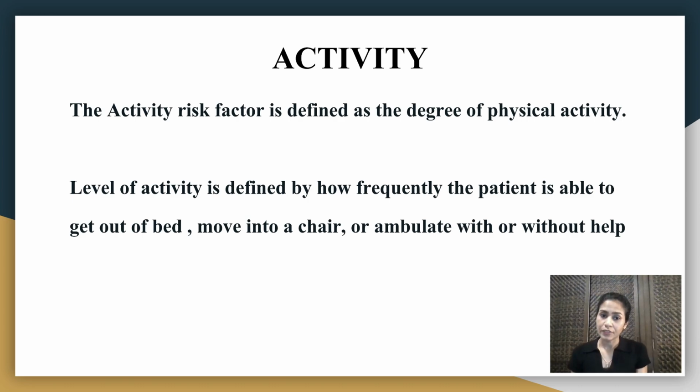The third component is activity. Activity means the ability of a person to get out of the bed, move around and ambulate with or without help. So the activity risk factor is defined as the degree of physical activity. Level of activity is defined by how frequently the patient is able to get out of bed, move into a chair or ambulate with or without help.